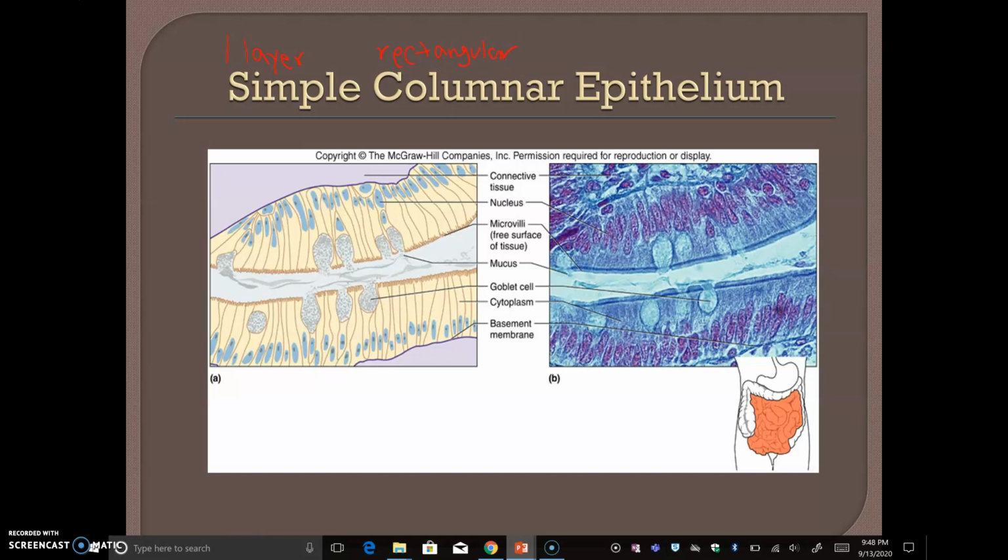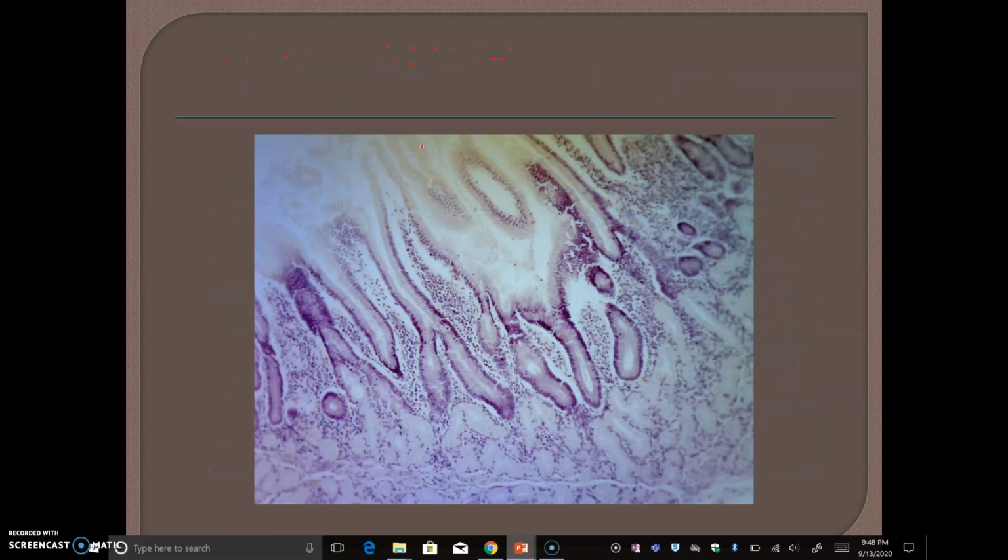If you see these cells over here, you can see that there's only one layer of each, and there are these really long rectangular shapes here. Again, we'll see our free surface and our basement membrane. This is what you would see under a microscope. It's a little bit harder to see, but if we look right here in this section, you can see that there are kind of long cells. Here's our free space, and our basement membrane is right around it like this. So there are individual long cells over here, which is our simple columnar.